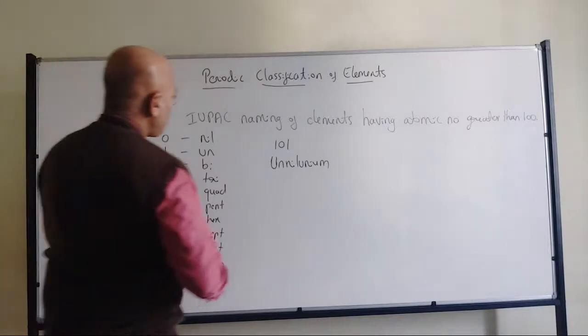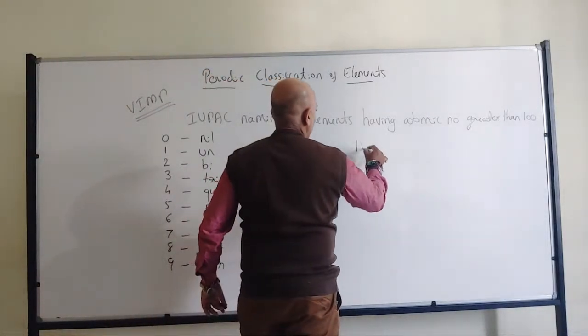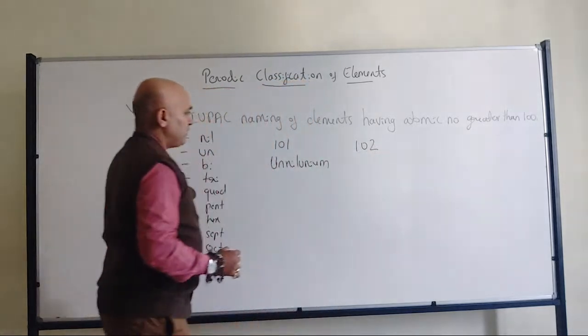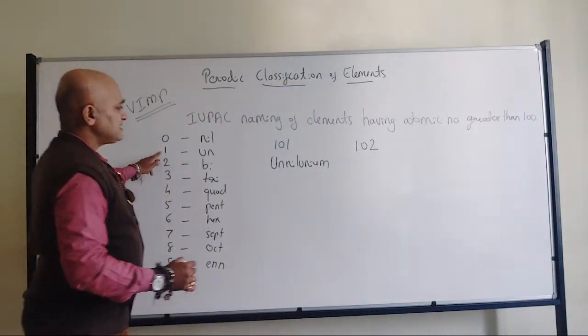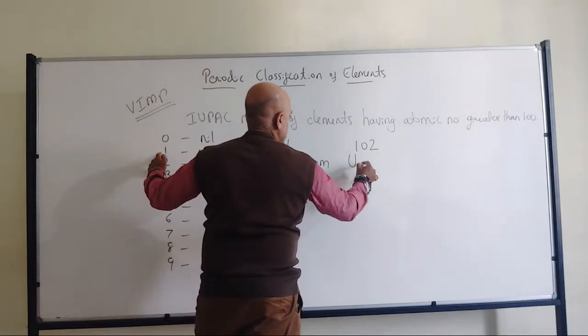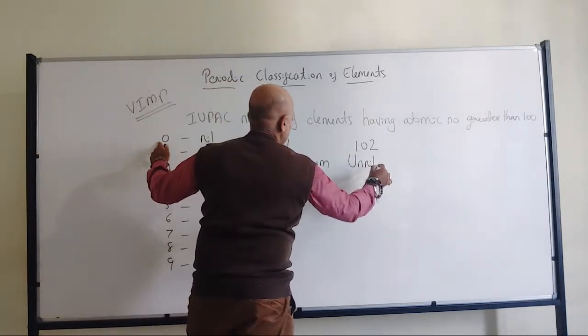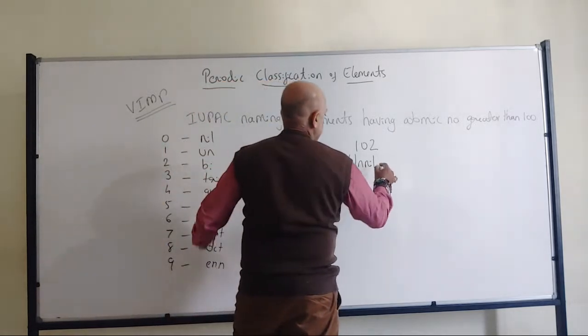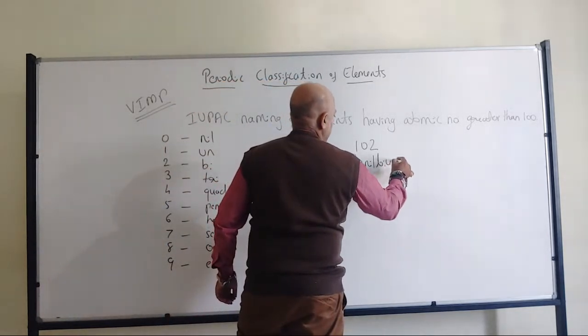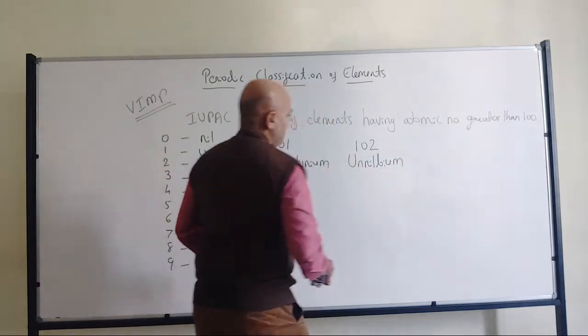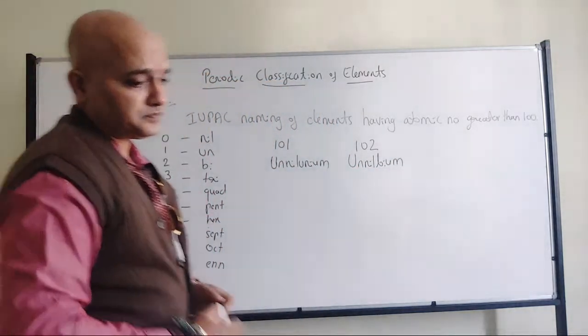Same, if I want to talk about the element with 102: 1 is there, so I will make it un. Then nil, because 0 is there. Then 2 is there, so I will make it bium.